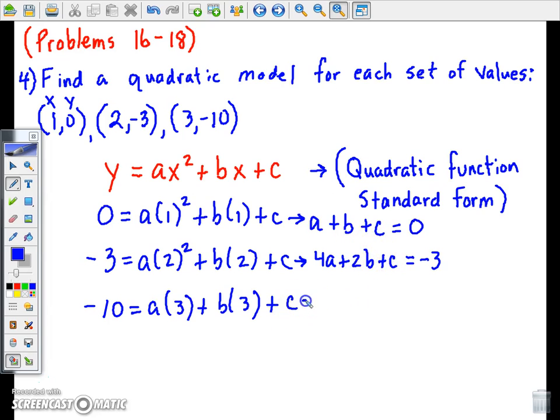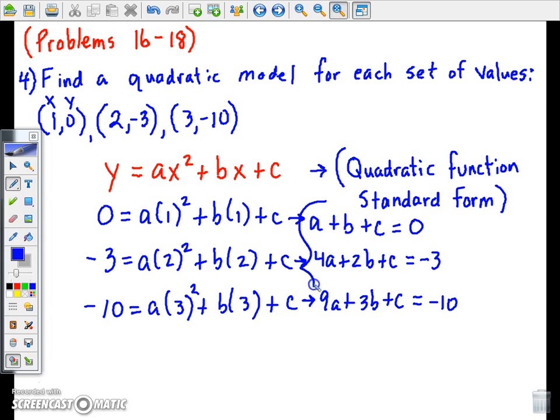Okay. One more. Oh, I left off the squared. Remember, there's a squared in this standard form. Olivia, what would this be? It would be 9a plus 3b plus c equals negative 10. Awesome.